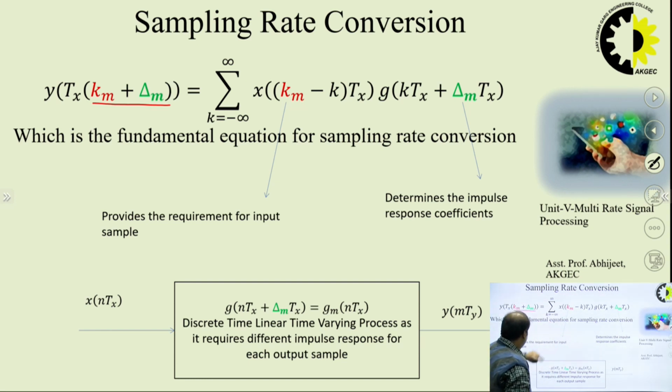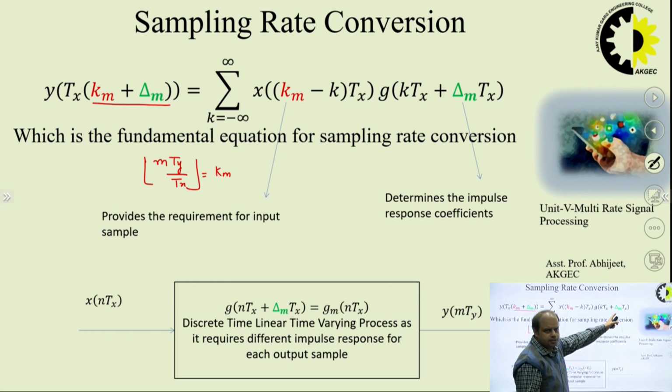The km variable provides the requirement for the input sample, which means how much shift is to be done in the input sample is represented by km. What is km? It is the integer value of my by tx. Remember, the integer value of my by tx is basically km. The other term, delta m, which is the fractional value, determines the impulse response coefficient.